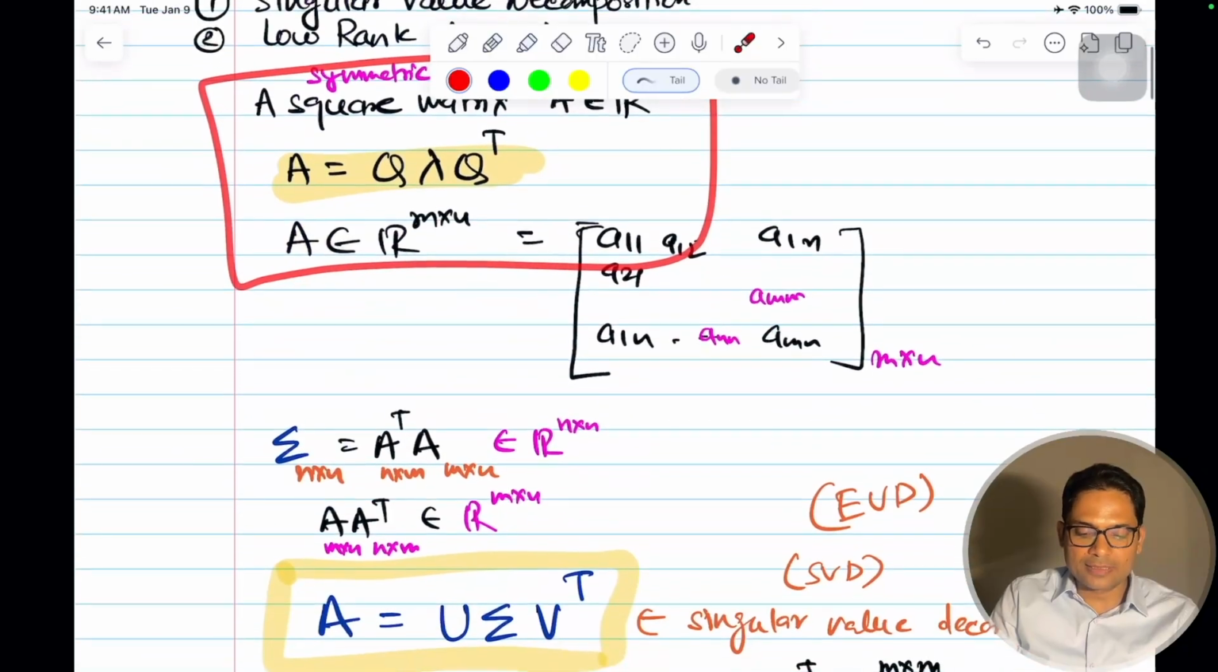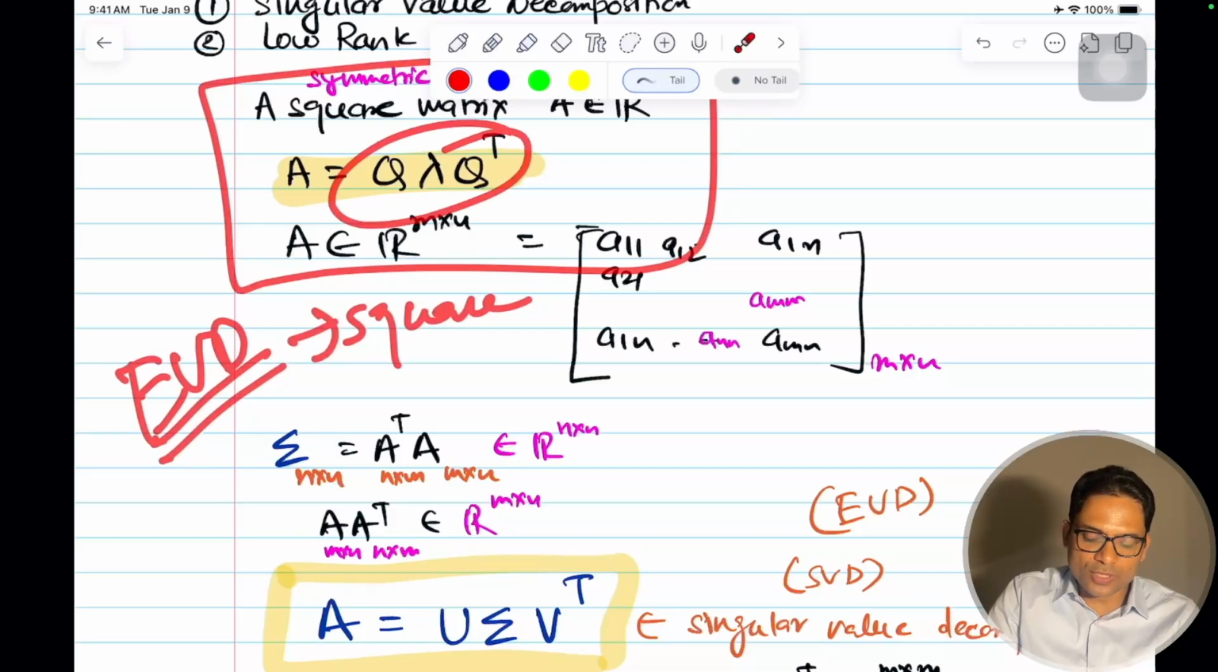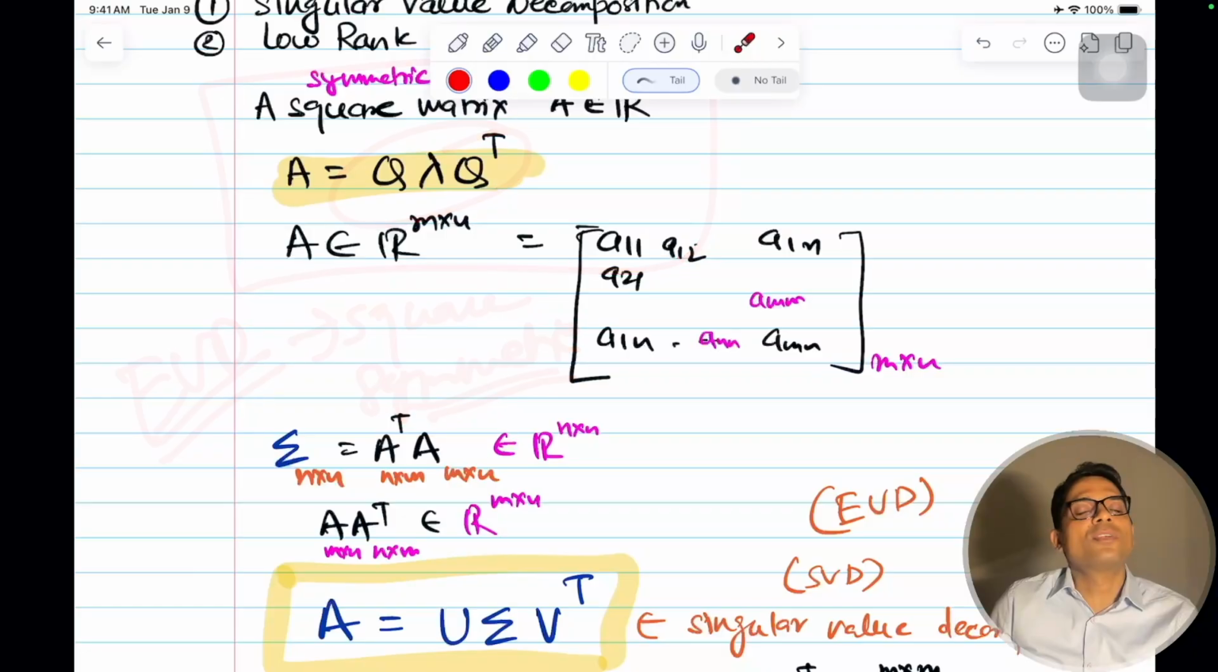We have eigenvalue decomposition, which we know already, which is for a square matrix, and we do this transpose form for a square symmetric matrix. But not all matrices in the real world are square symmetric. We will have a rectangular matrix. So how do we deal with that?